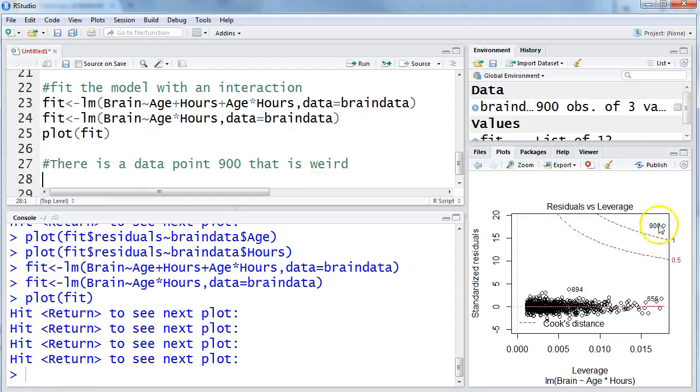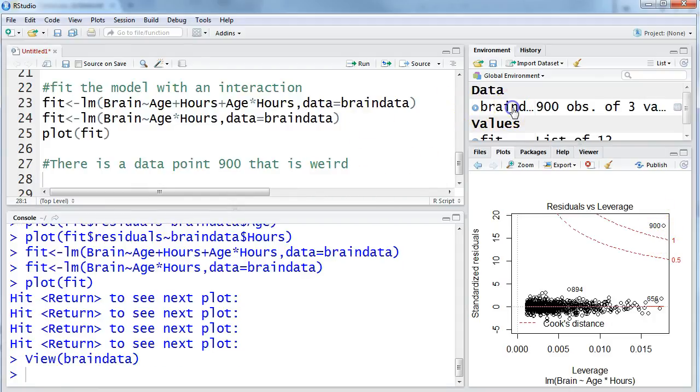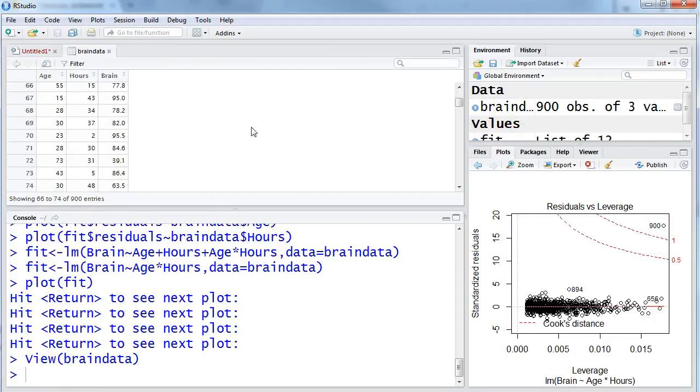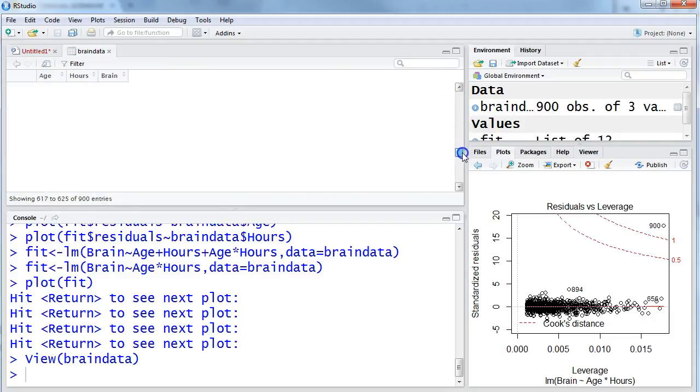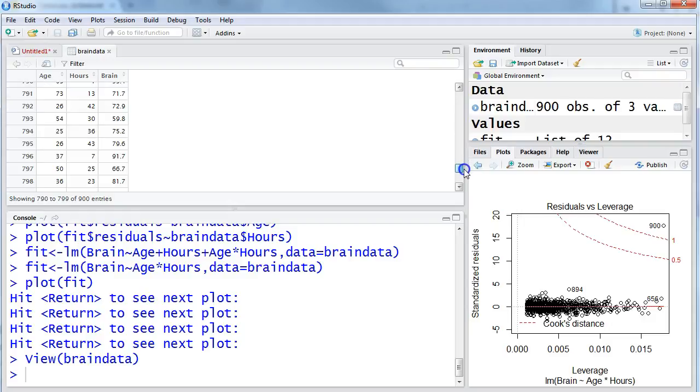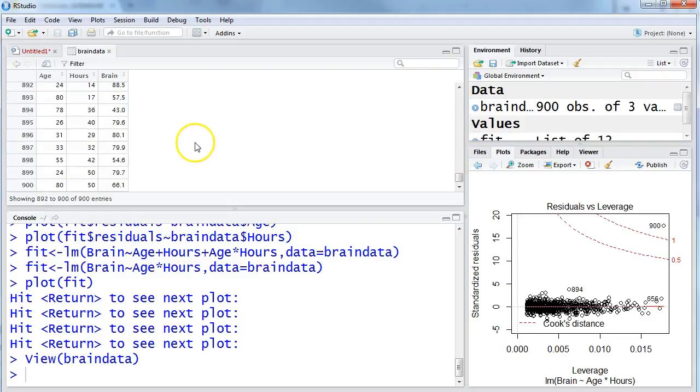So what is it about this data point? Well, it's not a big data set, and I warned you at the beginning of the video that we were going to have to spend some time trying to make this work the way we wanted, and that's because I knew 900 was going to do this. Let's find it right here. Okay, so data point 900. This is an 80-year-old who works 50 hours a week and has a brain function of 66.1.